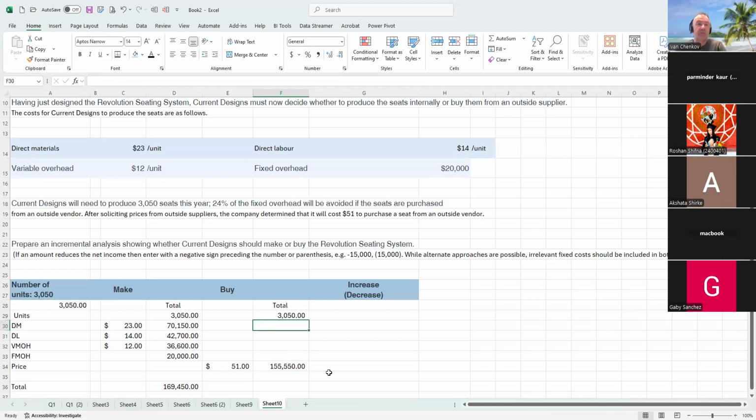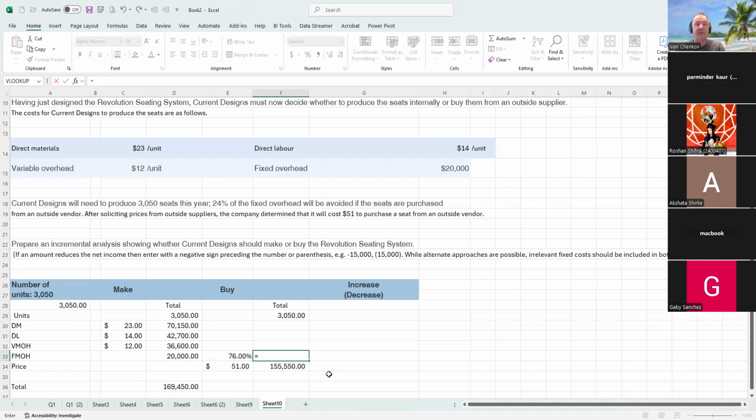So now, if I buy it, do I have to pay for direct material? No. Do I have to pay for direct labor? No. Do I have to pay for the variable overhead? No. Do you have to pay for the fixed overhead? Yes. How much? 24% can be avoided. How much is going to stay with me? 76%. It's going to be 100% minus 24%.